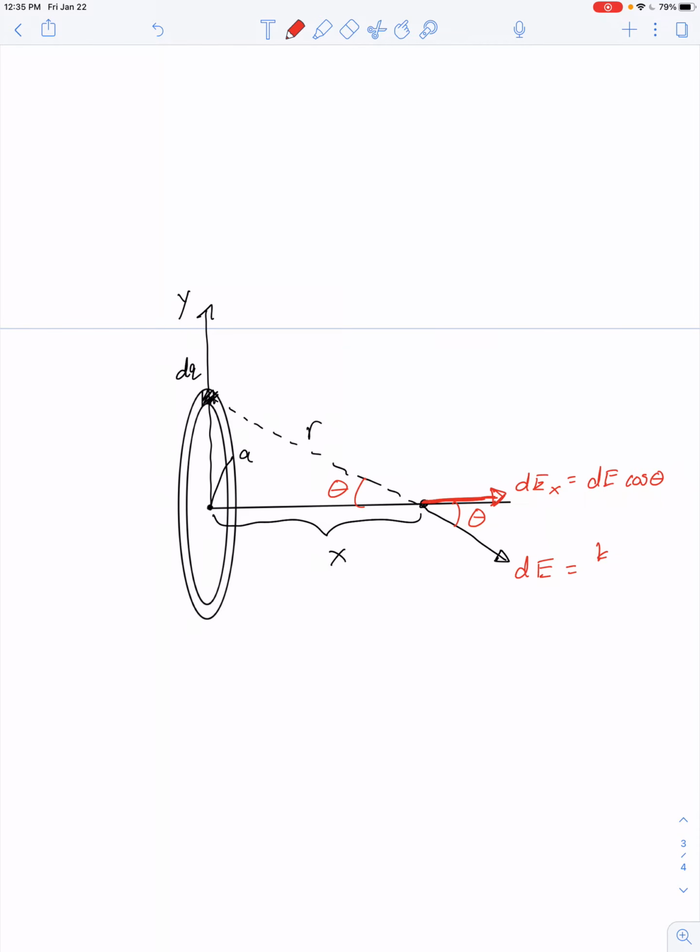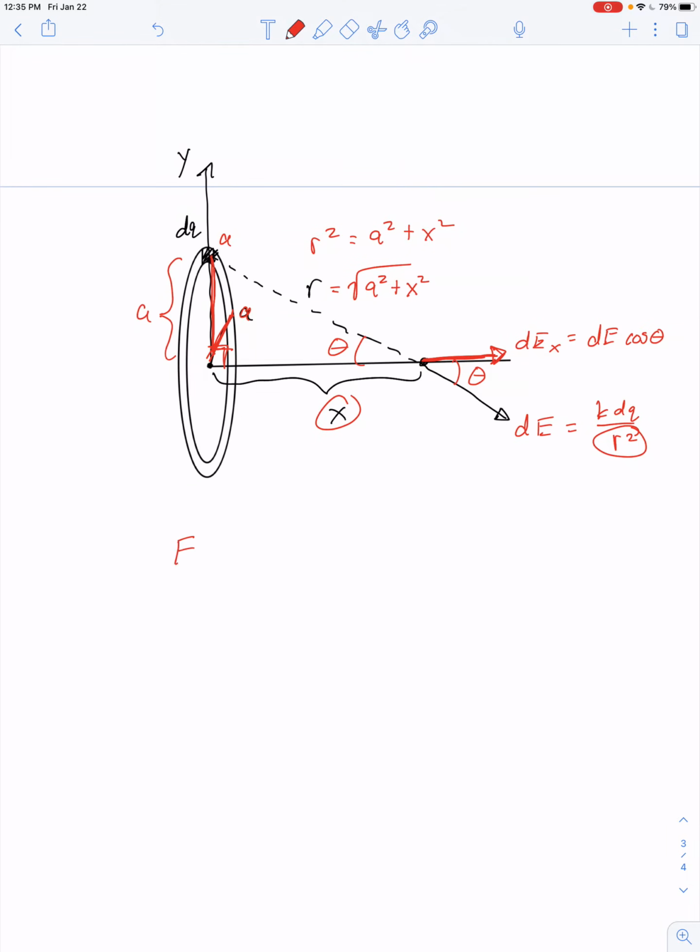Well, it's nothing more than k dq divided by r squared. And r is equal to the square root of a squared plus x squared, right? I labeled the radius of our ring a. I guess if I draw this line, that's also the radius a. So we've got a right triangle with side a and side x. Another way to say this is r squared is equal to a squared plus x squared, which is nice because we see an r squared here.